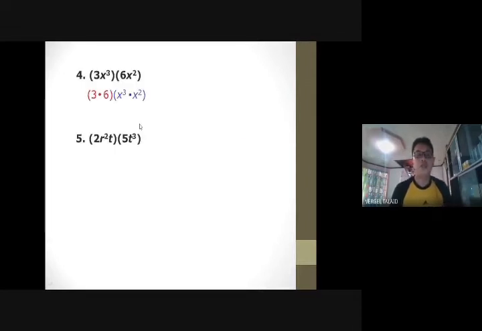For number 4, still multiply 3 and 6, that is 18, then add the exponents of x, that is 3 and 2, that is 5, using the product rule. The same also with number 5, multiply 2 times 5, that is 10, copy r squared, then t to the power of 4, since we have t cubed times t, understood that there is an exponent of 1 for t.